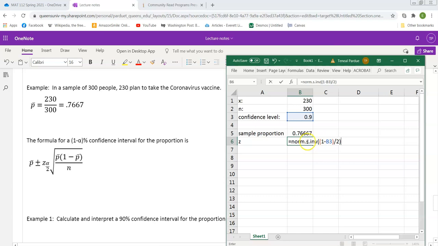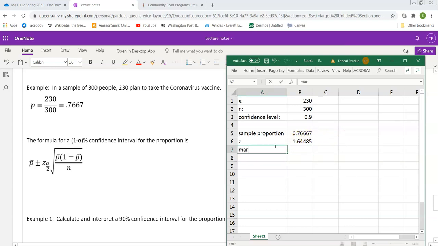So if we do NORM.S.INV, this will give us the tail area. We're going to need to type in the negative here because if we don't, this is just a negative sign, so we want to make it not negative, so we'll put a negative at the beginning after the equals. All right, so that's our value of Z.